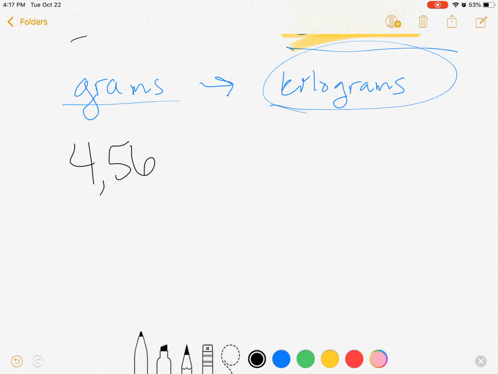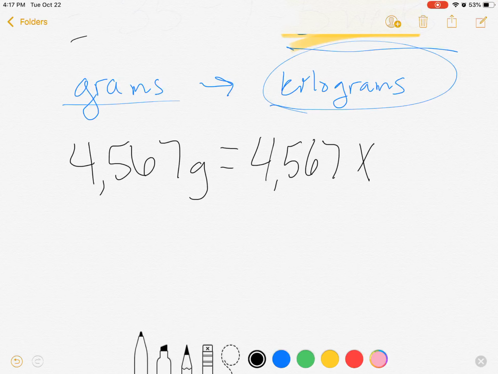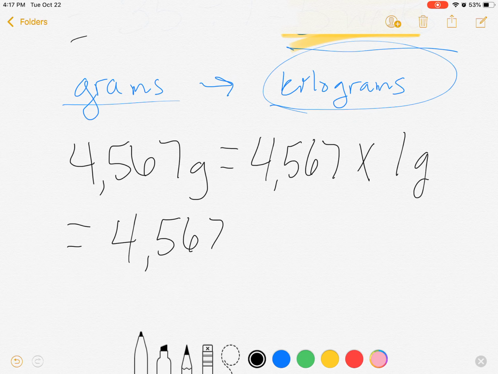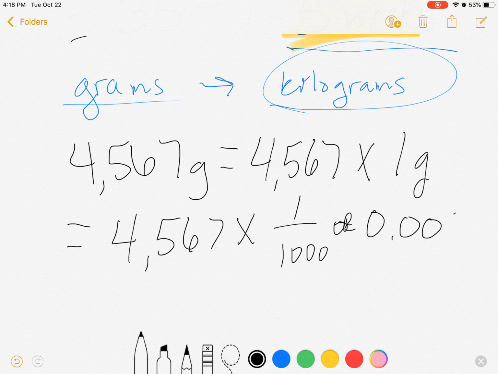Okay, so what's the number? 4,567 grams. So equals, how do I write this? 4,567 times 1 gram. Okay, and then equals 4,567 times, now kilo means 1,000, but since we are going from a smaller unit, very light, to heavier, it needs to be thousandth. So we could write that as 1/1,000, or 0.001 kilogram.